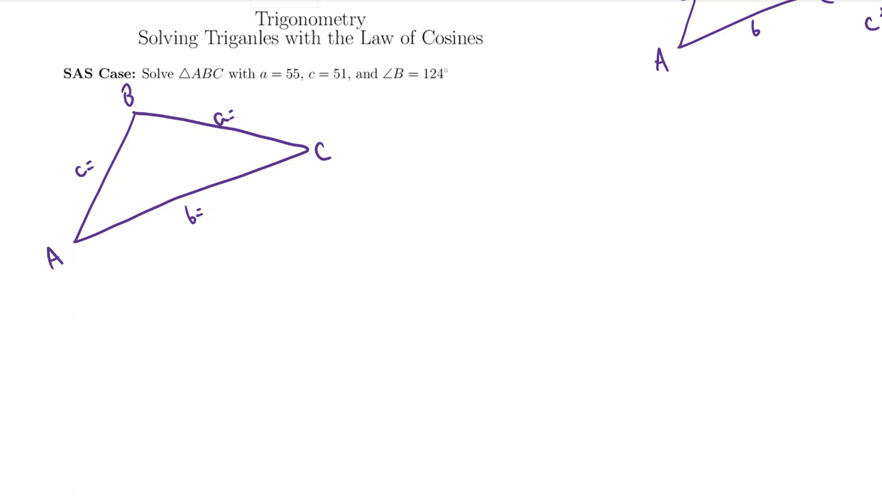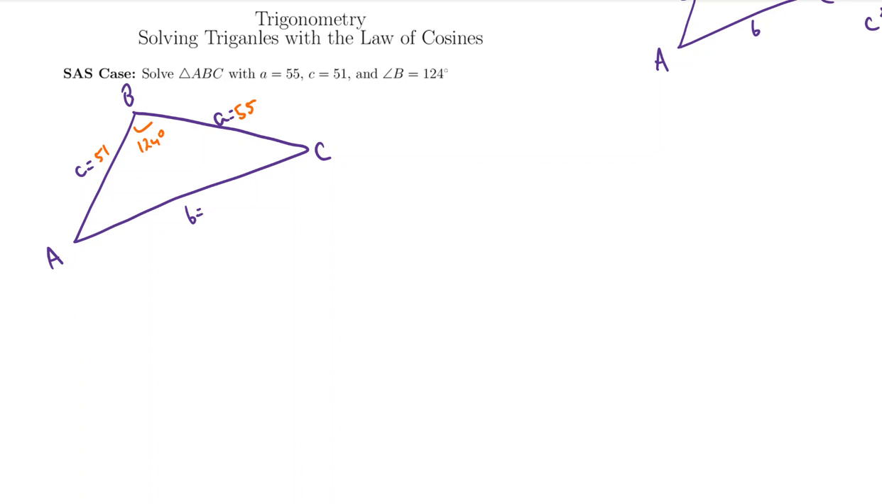So I have triangle ABC here, and I've labeled the opposite sides with the lowercase versions of the letters. And when I do this, I might now fill in what I'm given in a different color just to help emphasize. I was given side length a is equal to 55, side length c is equal to 51, and angle B is equal to 124 degrees. So this is what I would start with.